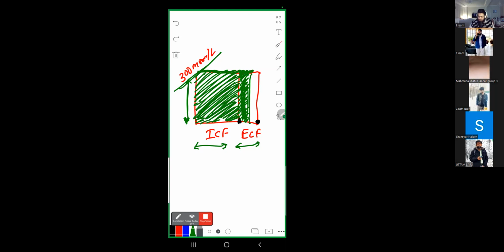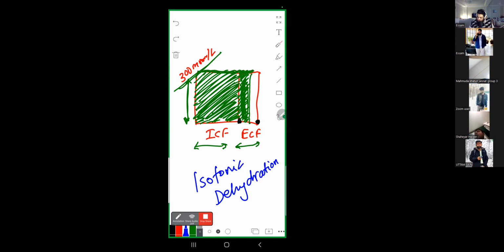Okay. So this is the case of isotonic dehydration. Isotonic dehydration. Okay. Did you understand? Please send me message in the chat, yes or no. What we are trying to show is that in the diagram, how the values are changing. Okay. So those who are saying no, now I will explain overhydration. Okay. Then you will understand. So this was isotonic dehydration. Now just below this, I am going to draw isotonic overhydration.